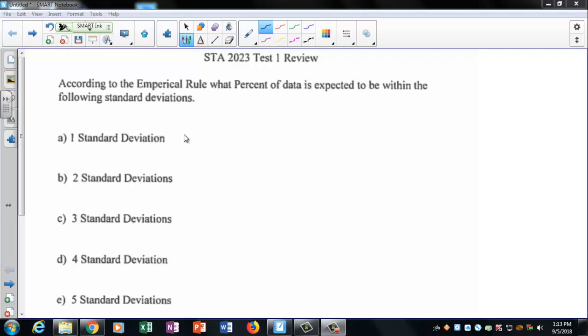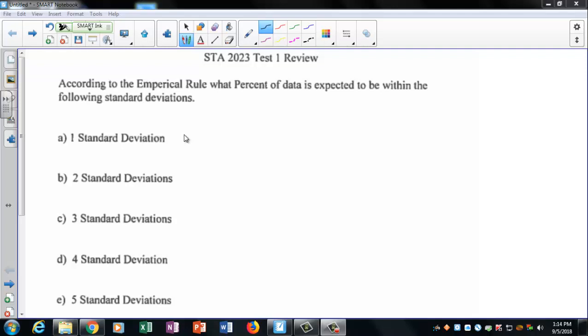So, test one review answers for Thursday, September 6th, 2018. We will go over these on Monday as well, for those of you that are watching it on the Monday, Wednesday class. Empirical rule. What does it tell us?